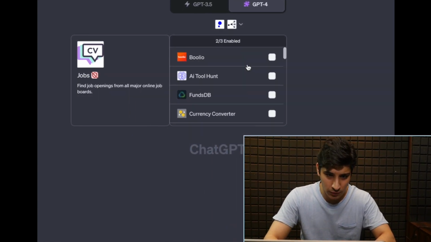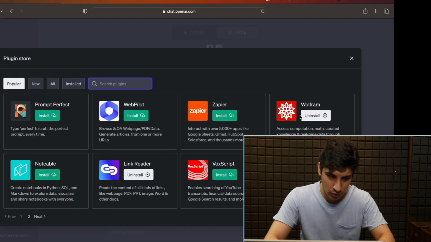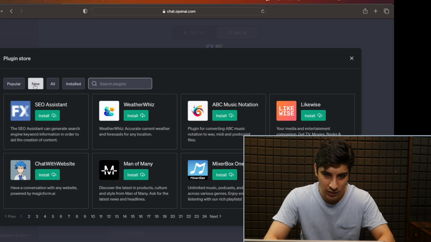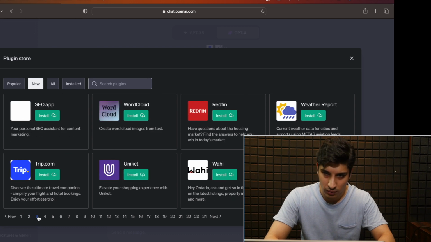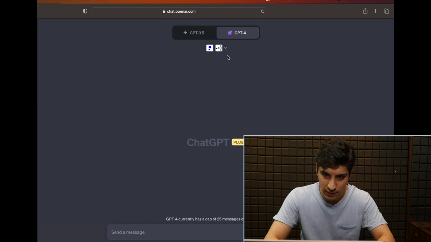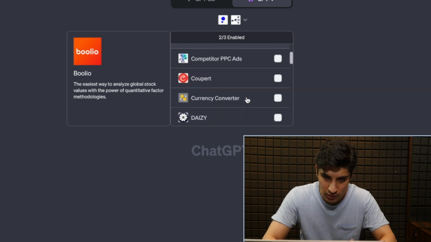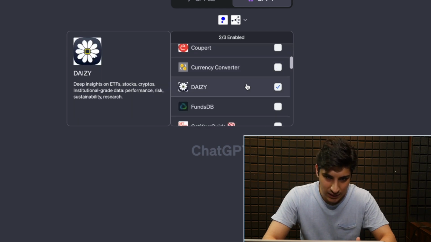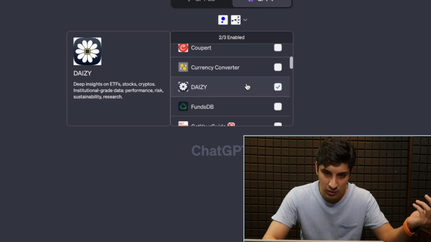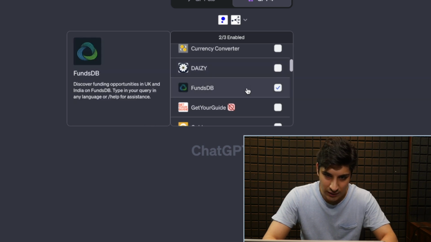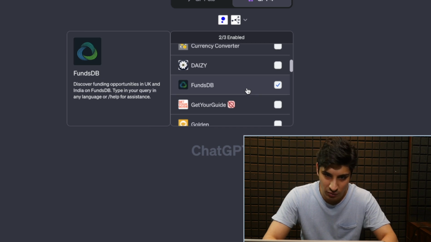Yeah, this is the plugin store where you can search for new plugins or download any new plugins. I think every day new plugins come out. Let's see some of the plugins I have for investment and finance. So there's Bulio, which is like the easiest way to analyze global stock values with the power of quantitative factor methodologies. There's Daisy, which gives you deep insights on ETFs, stocks, cryptos, and gives you institutional grade data. There's Funds DB, if you're into investing in startups.